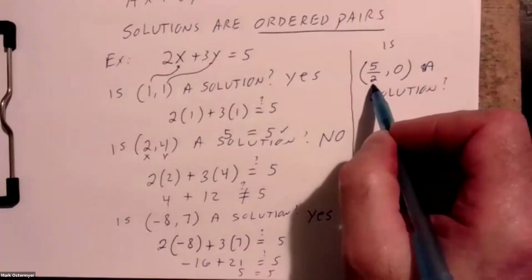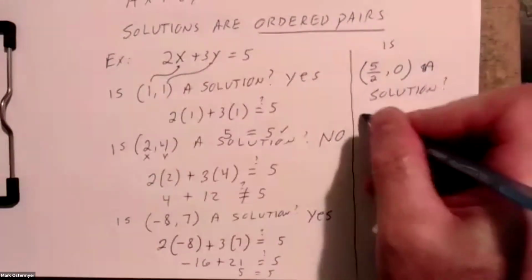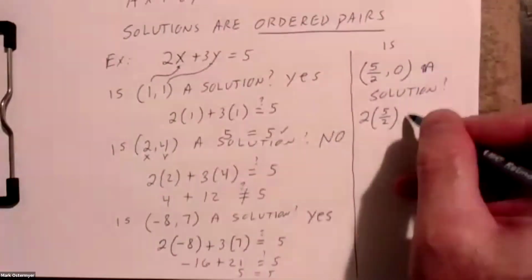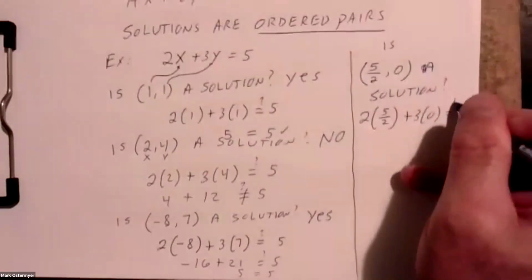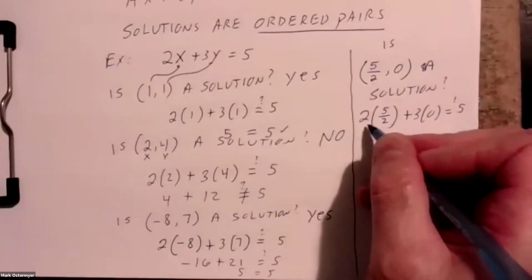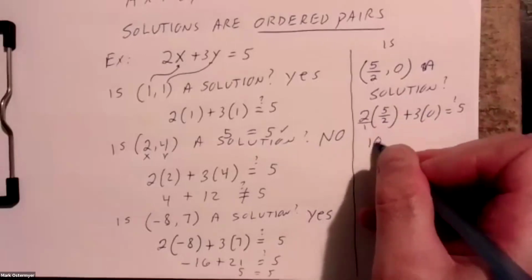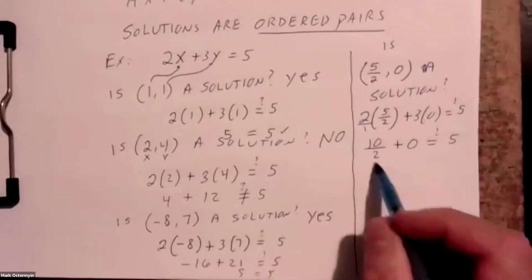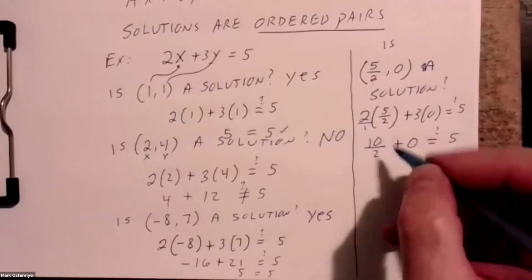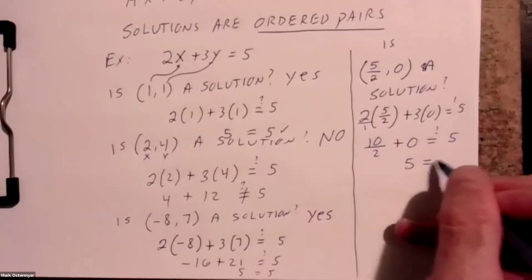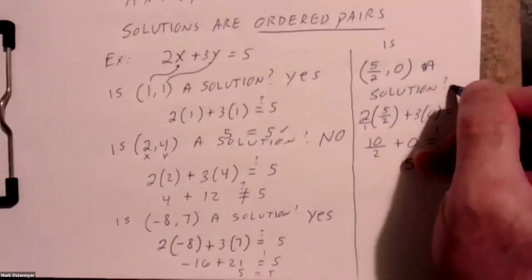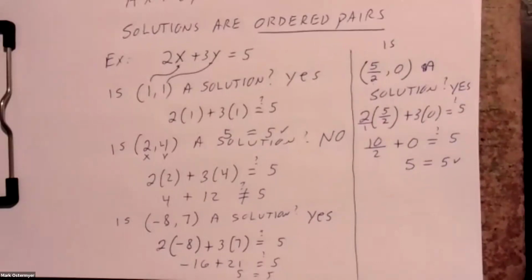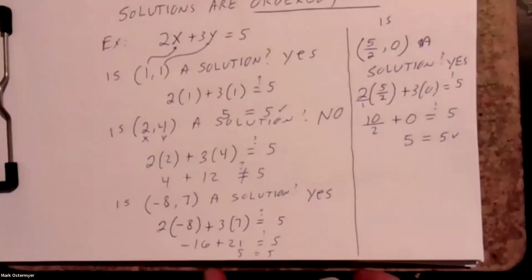To find out, I replace the x variable with the x coordinate of 5 halves. The y variable gets replaced with the y coordinate of 0. Now, 2 times 5 halves is 2 over 1 times 5 halves, which is 10 over 2. 3 times 0 is 0. Is this a true statement? 10 halves happens to reduce down to 5. I found another ordered pair solution, 5 halves, comma 0. So we now have uncovered 3 ordered pair solutions to this linear equation.